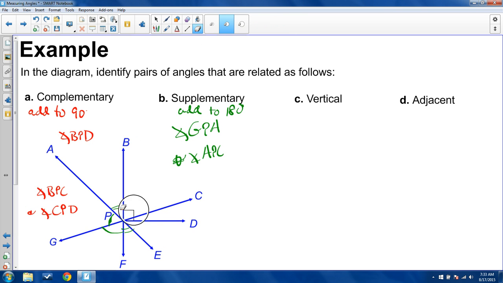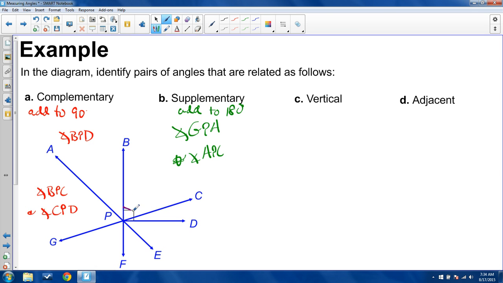There are also other pairs within there that I could have used. So just like I did GPA and APC, I could have done GPB and BPC. Those are also supplementary. They're different angles. They make the same straight angle, but they're different. So there are a lot of different ones you could do just with that set alone. Where's another set? Well, let's take a look at, I'll use a different color. Let's take a look at this one right here, line BF.